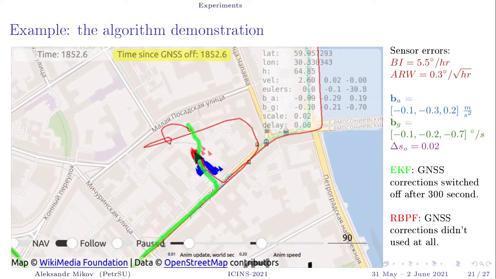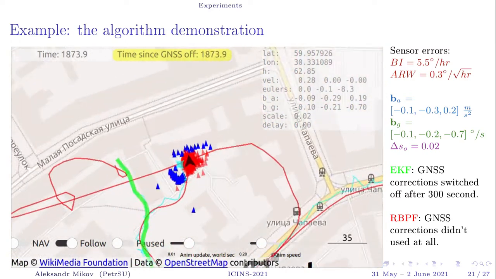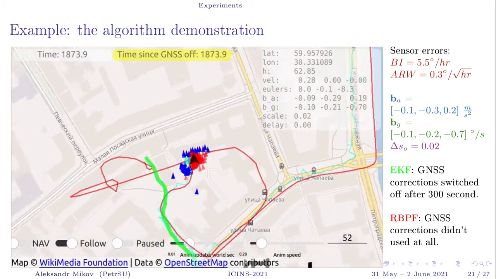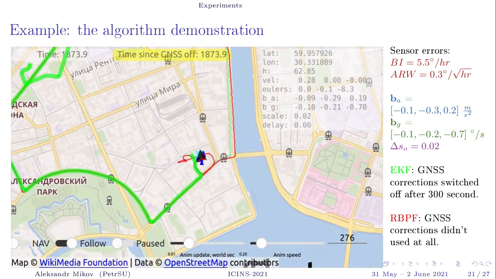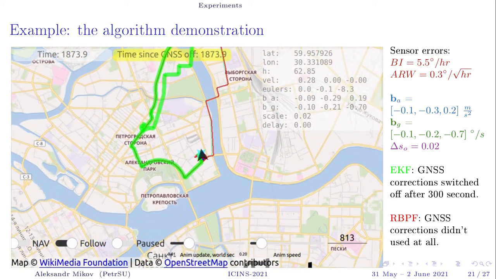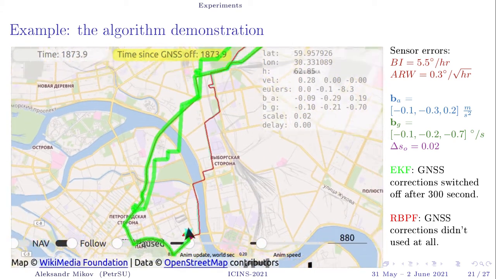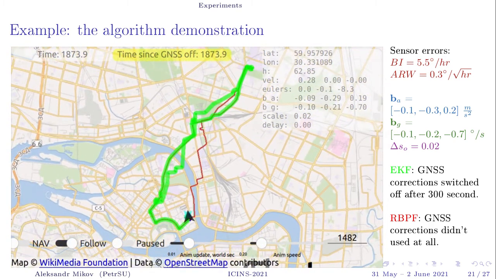Okay, let's zoom in on the map. We can see that the final estimate is very close to the true one. The positioning error after half an hour of operation in dead reckoning mode does not exceed several meters.